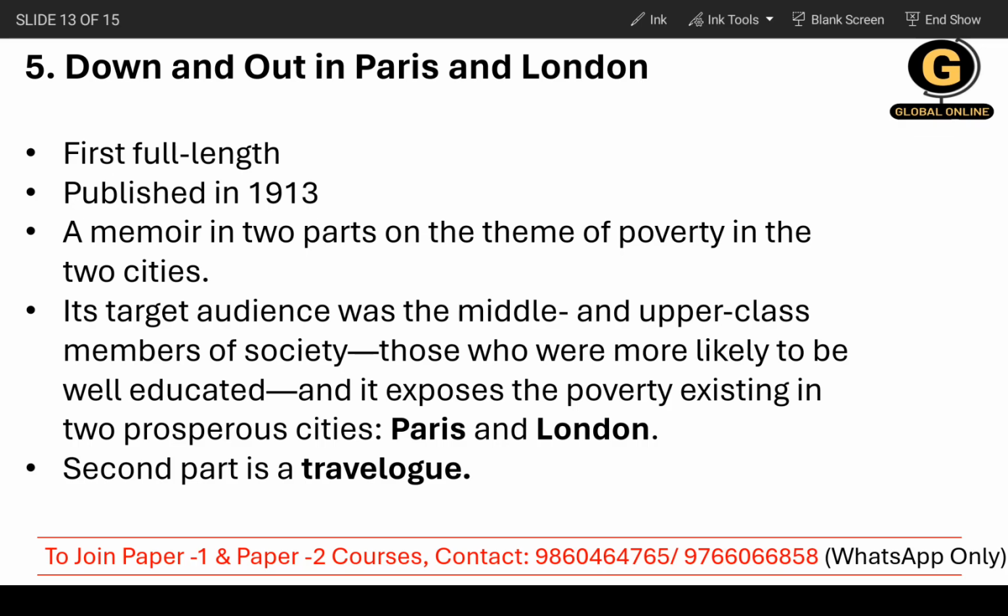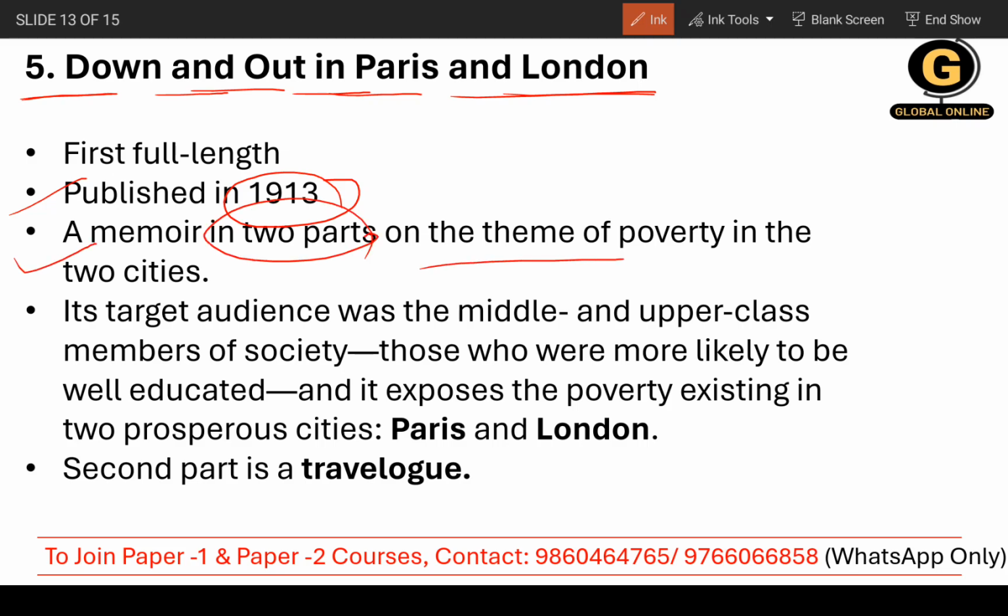The fifth work in this slide is Down and Out in Paris and London. What is the title? Down and Out in Paris and London. It is his first full-length work, and it was published in 1913, a kind of memoir in two parts on the theme of poverty in the two cities, Paris and London.